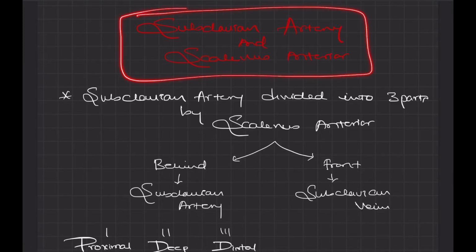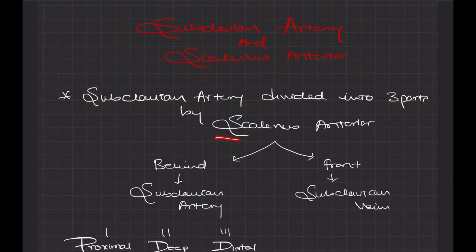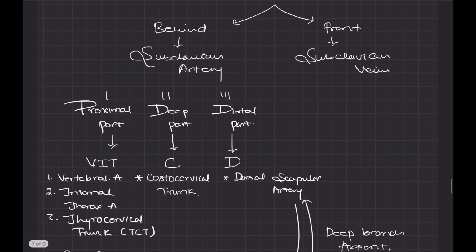Now coming to the subclavian artery and scalenes anterior. The subclavian artery is divided into three parts by scalenes anterior. Behind the scalenes anterior is the subclavian artery, and in front is the subclavian vein. The subclavian artery is divided into three parts.